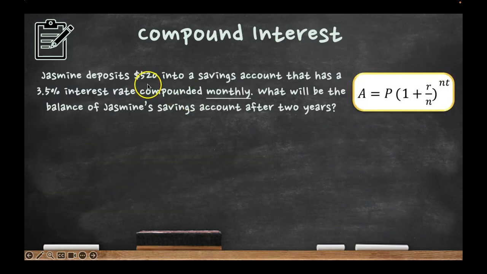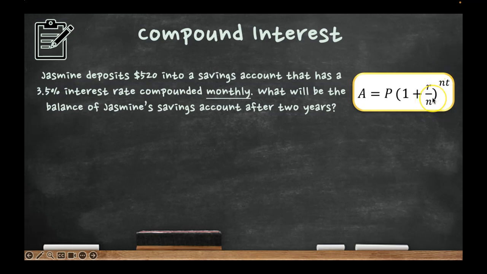So let's go ahead and look at that first example. Jasmine deposits $520 into a savings account. That's your principal. That's what you're starting off with. That has a 3.5% interest rate. That's where the rate is. So you have to convert that percent to a decimal by moving it to the left twice. Compounded monthly. So that is telling you it's going to be 12.